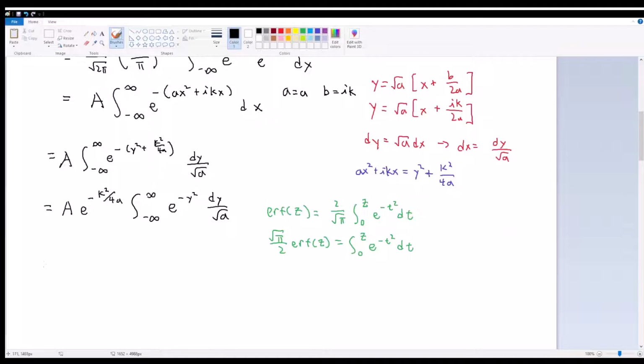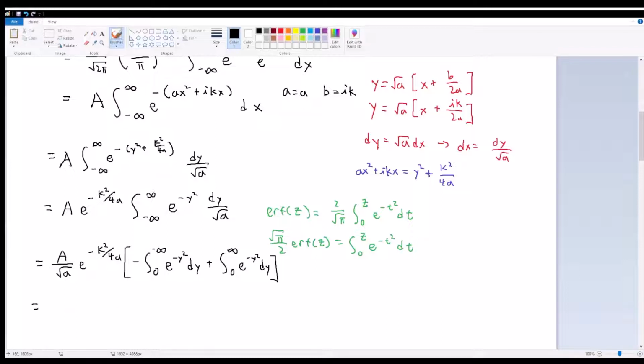So we have a over the square root of a times e to the negative k squared over 4a. And then we have this negative integral from 0 to negative infinity. I'm just going to do this right away and switch the limits from bottom-top to top-bottom of e to the negative y squared dy. And then we have plus the integral from 0 to infinity of e to the negative y squared dy. These are equal to square root of pi over 2 times erf of negative infinity and positive infinity respectively. Those erf functions go to negative 1 and positive 1 at negative and positive infinity respectively.